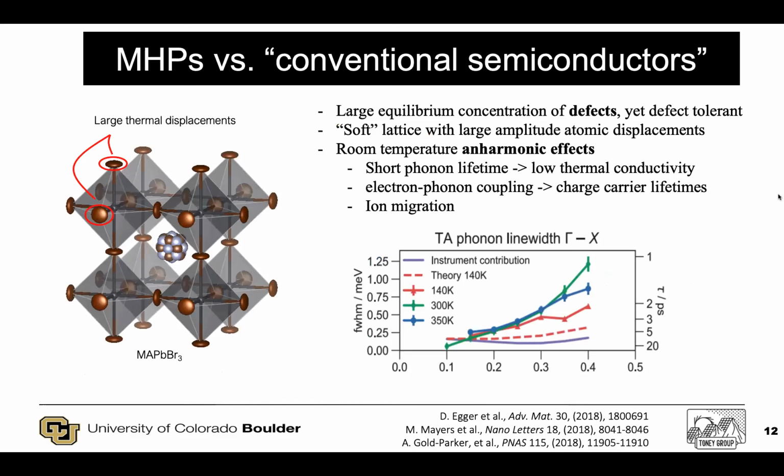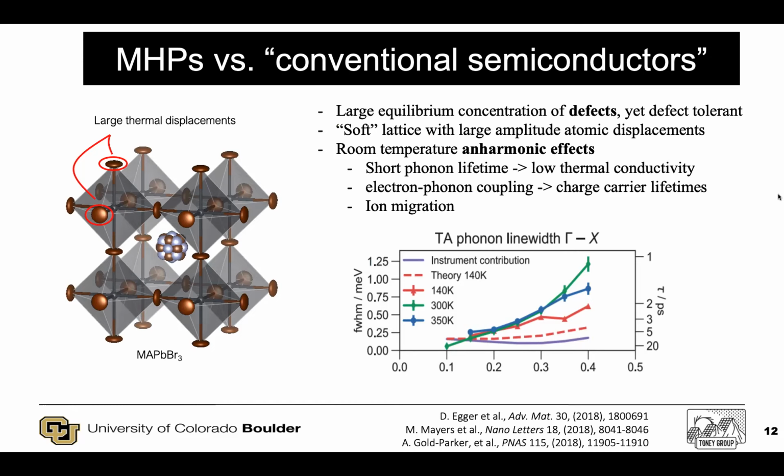So as I said, these have taken the solar community by storm over the last 15 years. And it's been pretty well established that if you compare these to conventional semiconductors, like gallium arsenide, there are a lot of defects in the lattice, and it's very soft. The elastic constants are very low. And then, not surprisingly, you also have a lot of anharmonic effects.